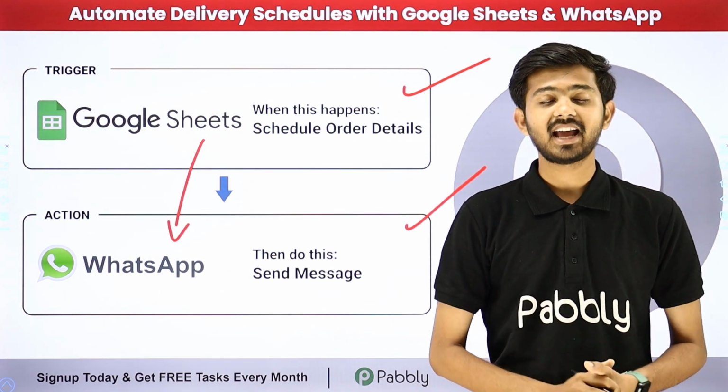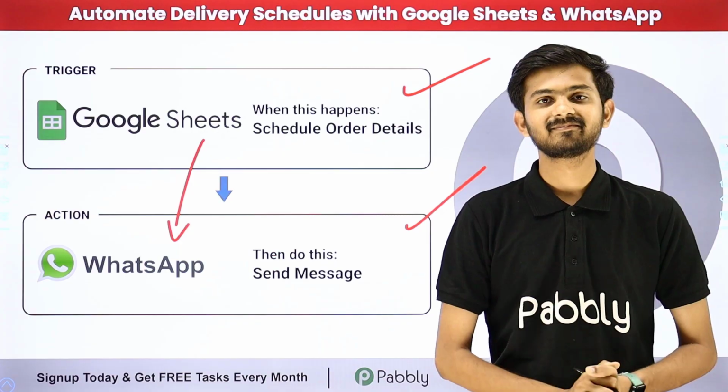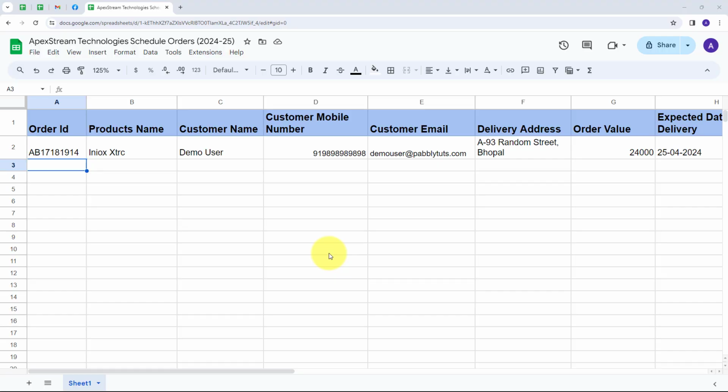So how am I going to build this connection? For that, let me take you to my computer screen. I hope you can all see my computer screen, and today we are going to see how we can automate delivery schedules with Google Sheets and WhatsApp.